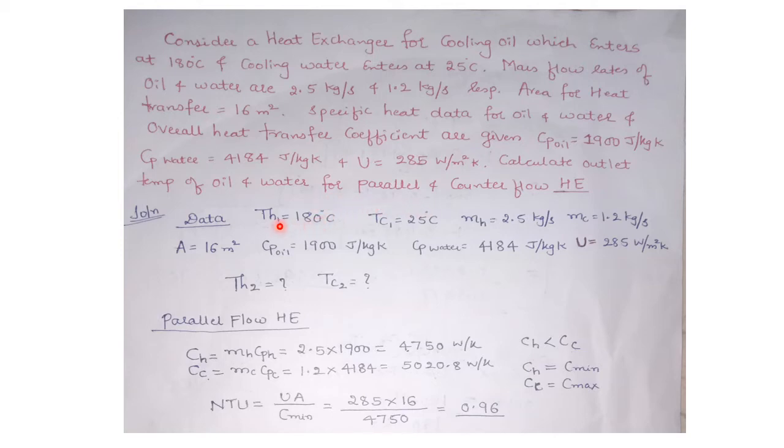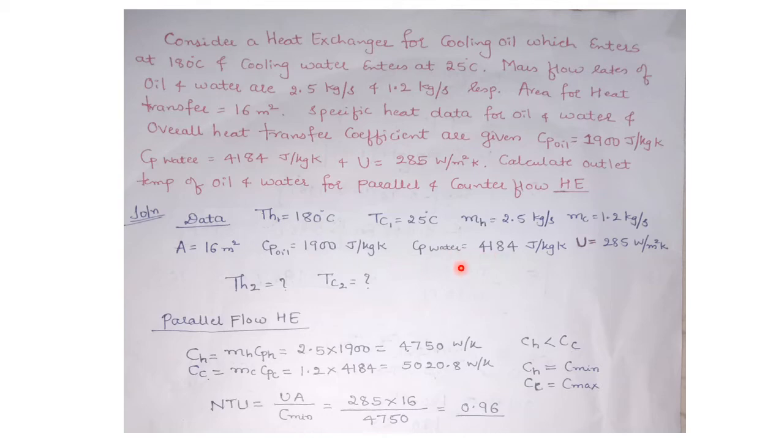Already he has given all the values here. Consider a heat exchanger for cooling oil which enters at 180 degrees centigrade. That means the oil is going to cool here, so TH1 is 180 degrees centigrade, and TC1 is 25 degrees centigrade. Mass flow rate of the hot fluid oil, mass flow rate of the cold fluid, and area 16 meters square are given. Specific heat of the oil is given in joules per kg Kelvin only, no necessity of converting it.